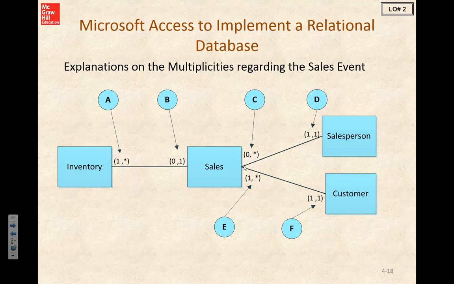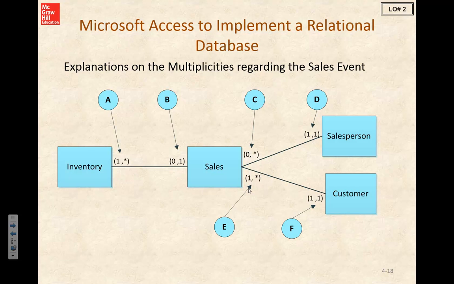Moving on, C, the shop employs 2 employees who can act as a salesperson. A salesperson may not handle any sale transaction yet, and at most, could handle many sales. So here the salesperson could handle none or many sales. Moving on to D, 1 and only 1 salesperson greets and assists a customer from the beginning to the end of a sale transaction. So for sales, there's only going to be 1 salesperson from beginning to end.